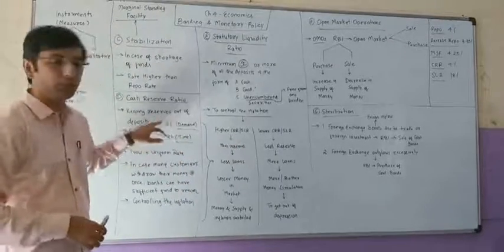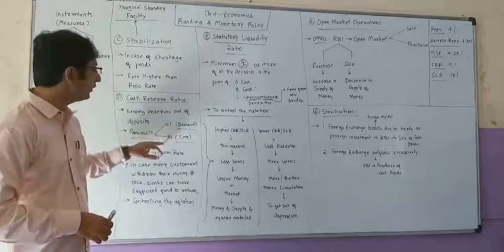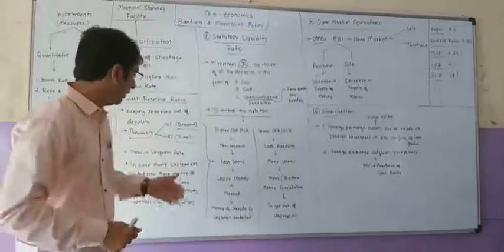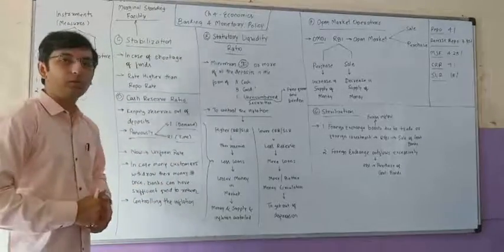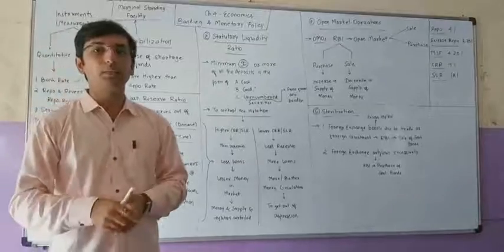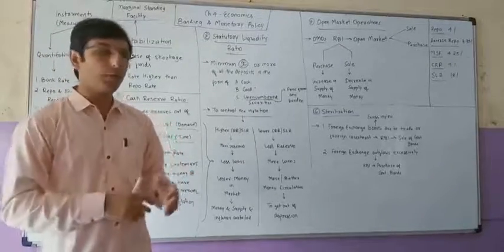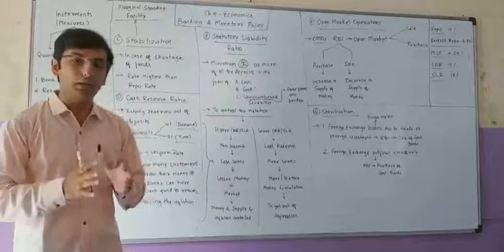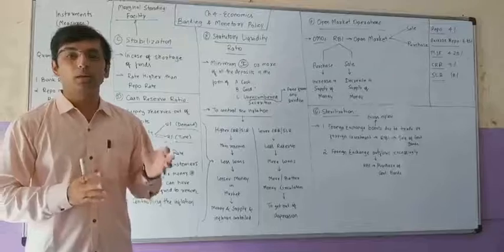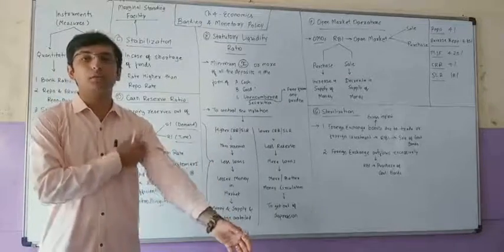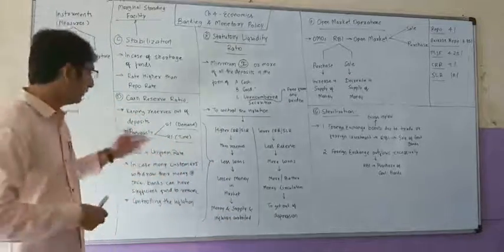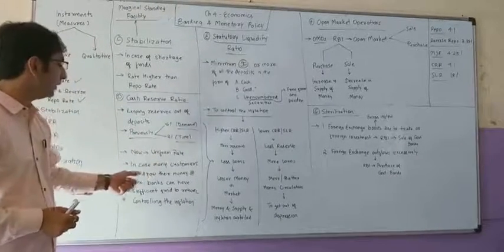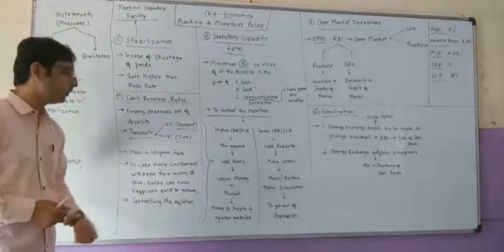So 5% of all those demand deposits and 2% of those time deposits were supposed to be kept as a reserve. Right now, there is a uniform rate which is applicable to all kinds of deposits prevailing in the bank. So this cash reserves ratio is basically that rate of reserves at which a commercial bank is supposed to keep reserves out of all those deposits that it is holding. In case many customers withdraw their money at once, banks can have sufficient funds to return.